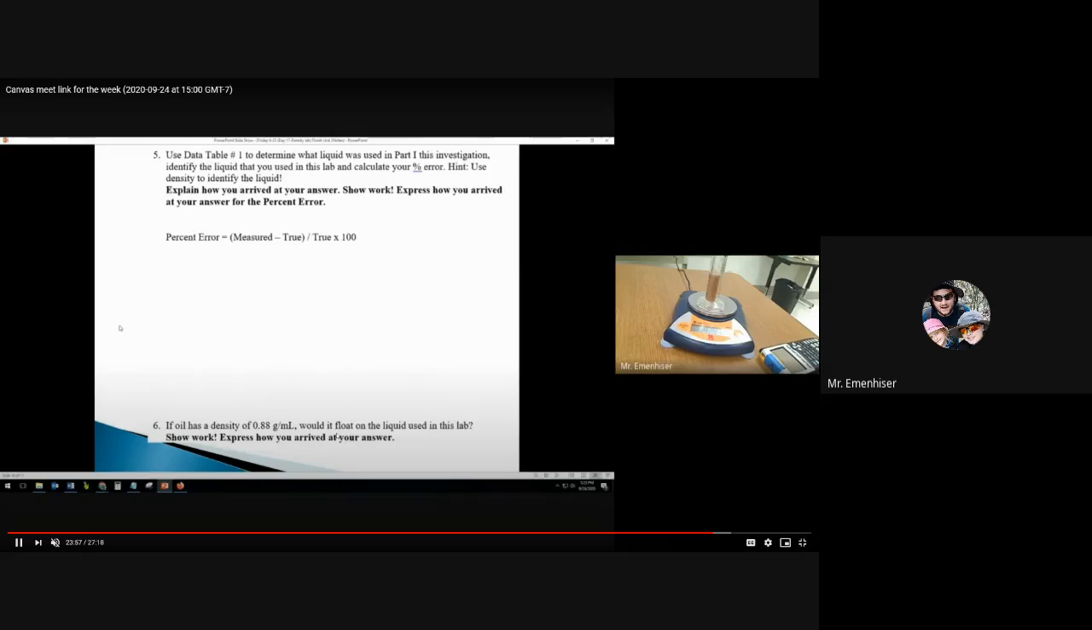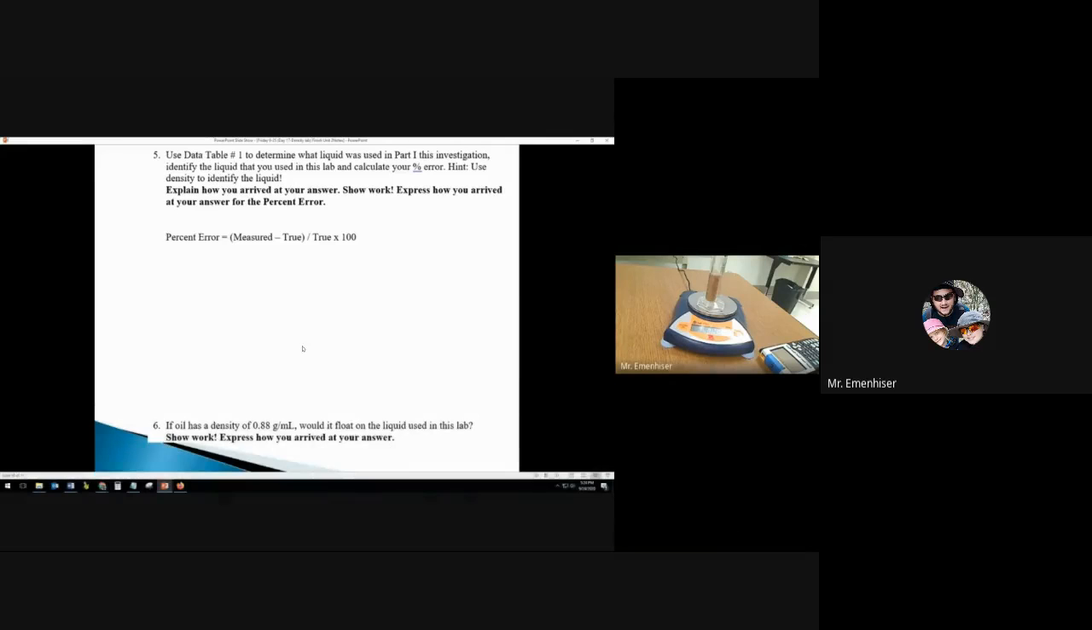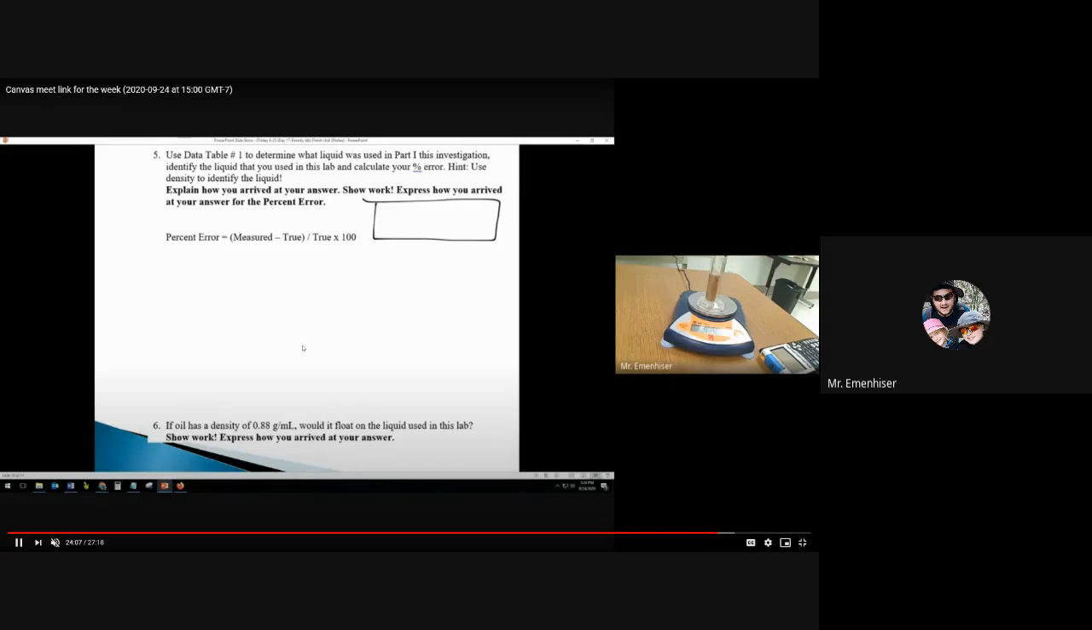Wonderful. Number 5, use data table number 1 to determine what the liquid was used in this lab. All right, so in part 1, what was the liquid? You need to tell me what the name of the liquid is. Okay? Hint, use the density to identify the liquid. Explain how you arrived at your answer. Show work. Express how you arrived at your answer for the percent error. And I just showed you guys the green liquid that we're identifying.